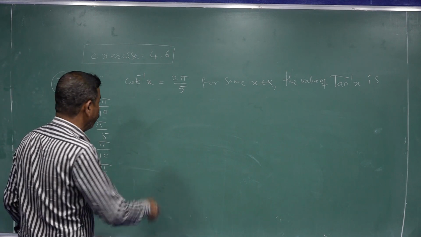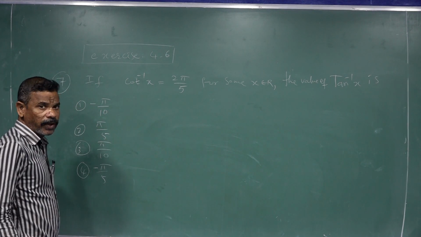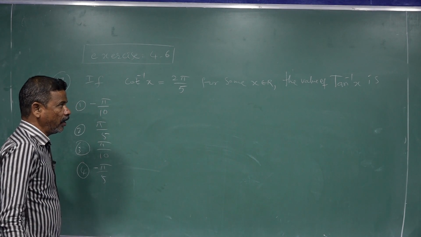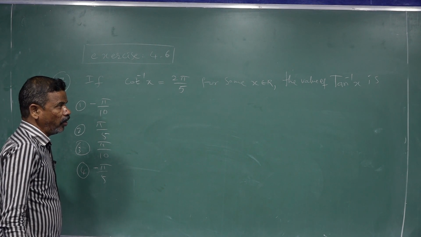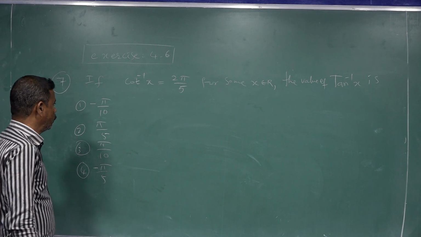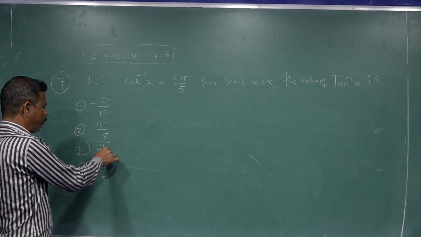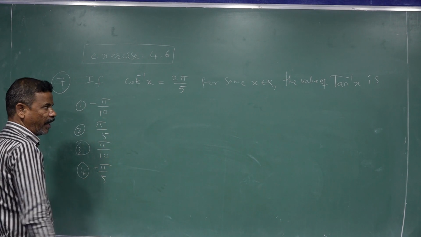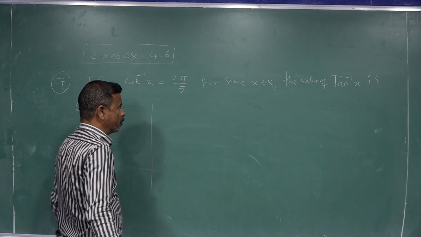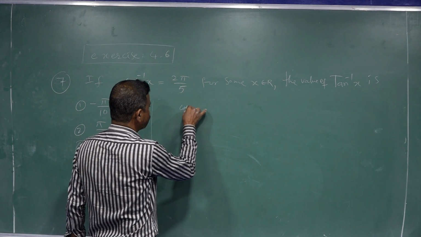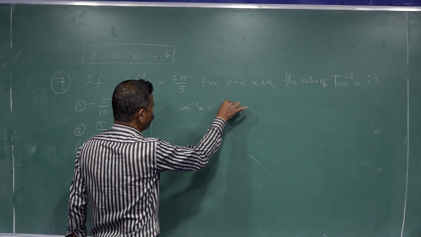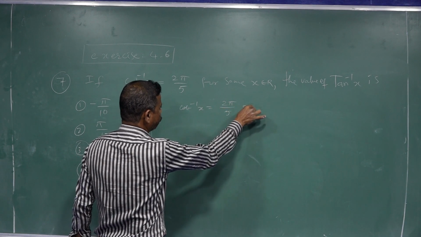Seventh problem: if cot inverse x is equal to 2√5/5 for some x value belonging to R, the value of tan inverse x is how much? Here 4 options: minus π/10, plus π/5, π/10, minus π/5. So how to find this? Here cot inverse x is equal to 2√5/5 given.